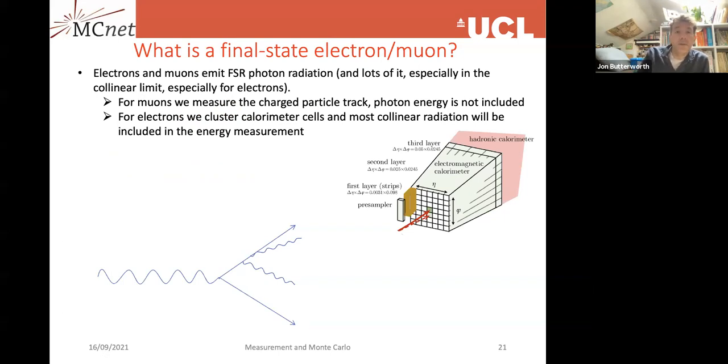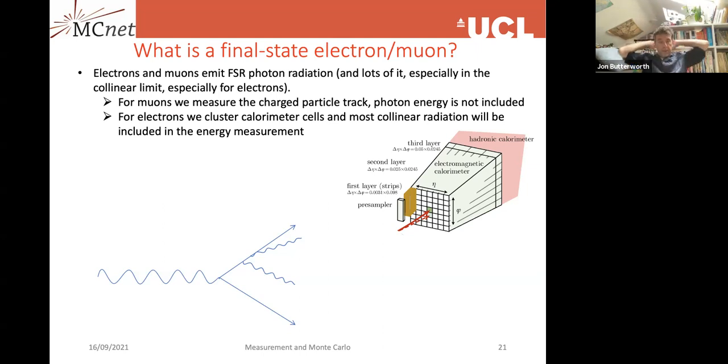Another issue associated with electrons and muons is that they will emit final state photon radiation, and a lot of it is in the collinear limit, especially for electrons, because it depends on the mass of the particle. So it's somewhat suppressed for muons, but it's not very heavily suppressed at all for electrons. And then you have to think about how we are actually measuring these in the detector.